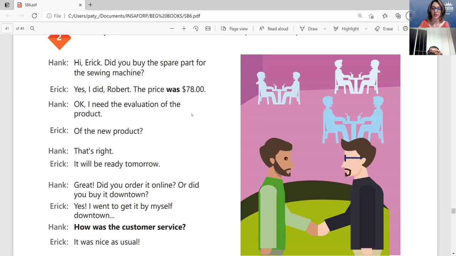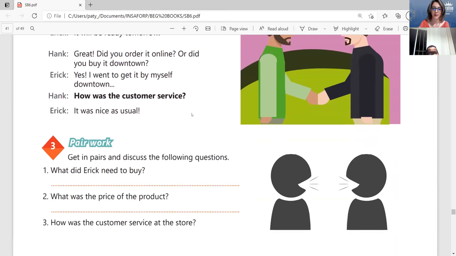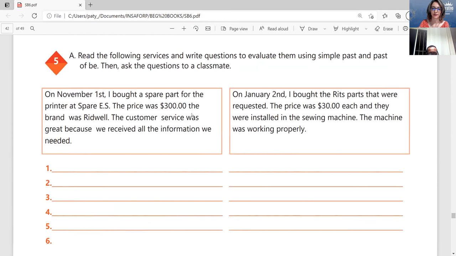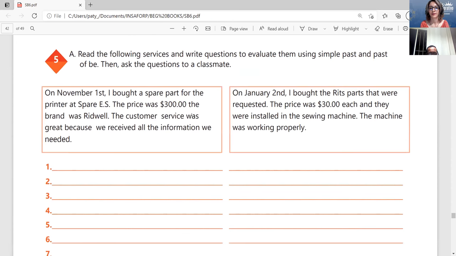Next conversation. Next. Los recuadros que vimos aquí. Sí, más. Página 42. Ahí, esta. Ok. November 1st. Sería first. First. Suena como first.